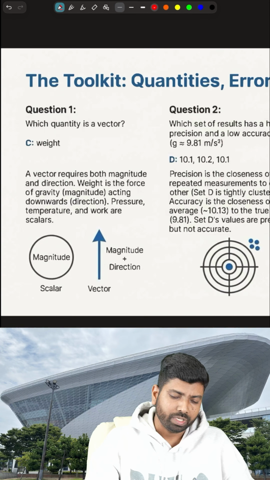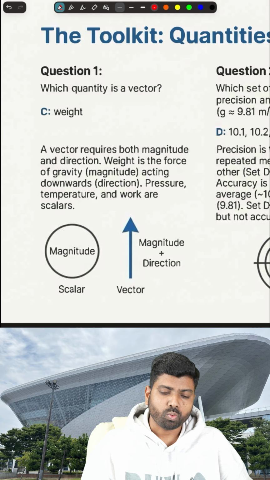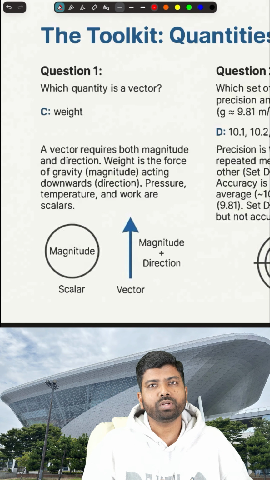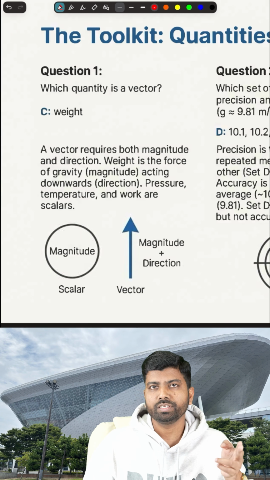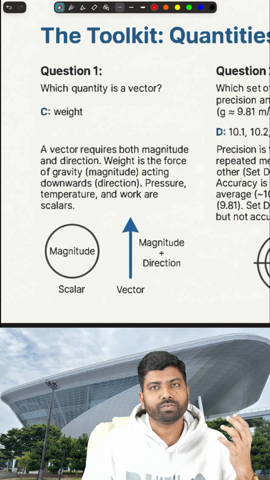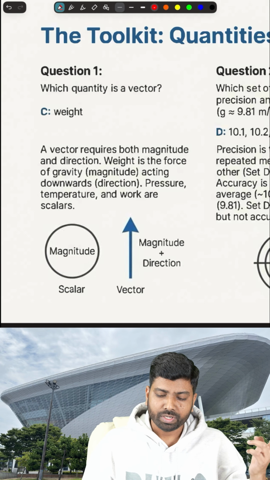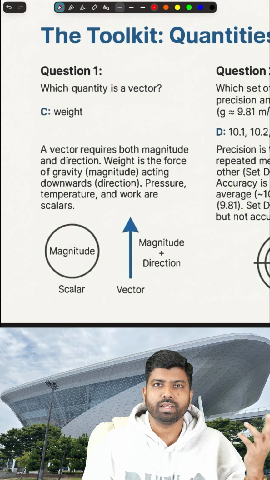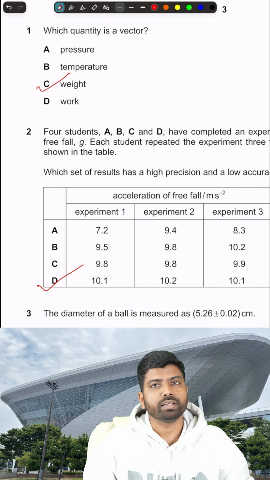Now let me explain the reason. Which quantity is a vector quantity? Weight is the vector quantity. Why? A vector requires both magnitude and direction. Already you know that a vector has magnitude as well as direction. Weight is the force of gravity acting in the downward direction. Pressure, temperature, and work are scalar quantities. So that is why option C is the right answer here, right?